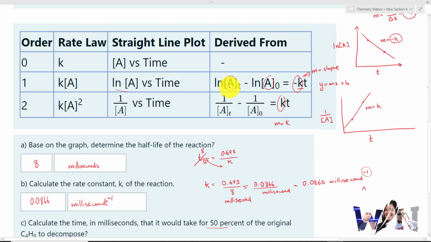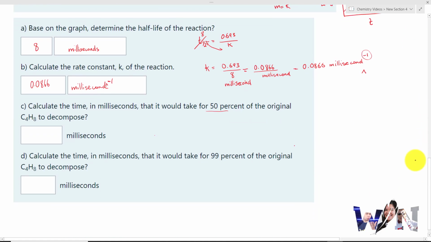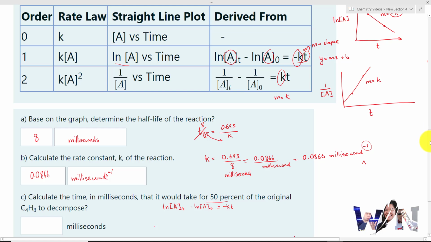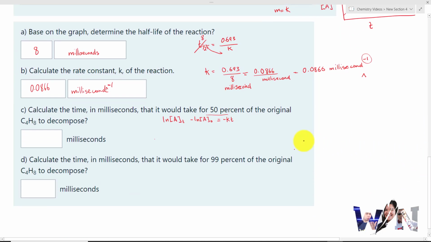Well, right here we can look at the graph, right? But here we have time. Can we measure time? So let me write this out for you, okay? In this case, we have natural log of A at a specific time minus natural log of A initially equal to negative Kt. See how I just copy exactly from the table? And this is given to you on your formula sheet on your AP test. So let's plug it in.